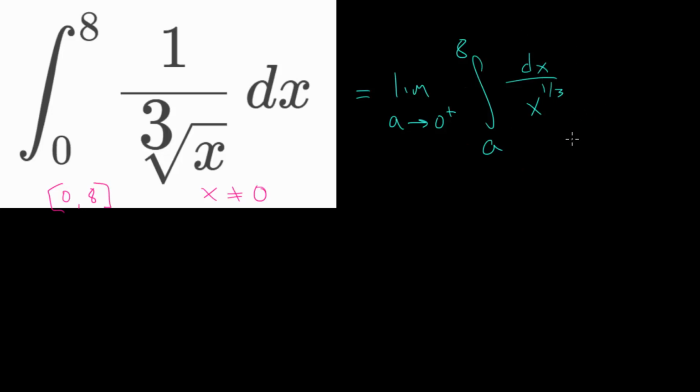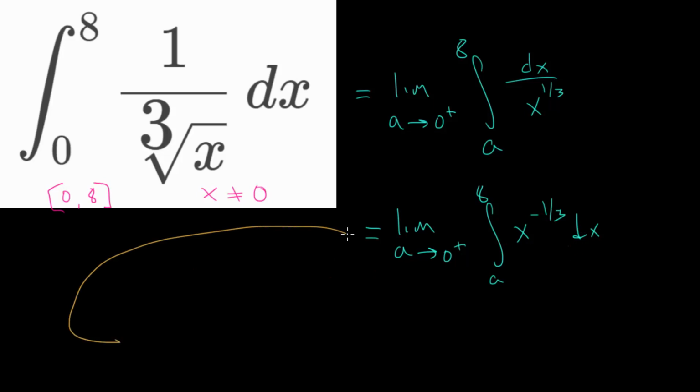And to actually evaluate this integral, let's first move x into the numerator and give this a negative exponent. So we'll rewrite our limit here as a goes to 0 from the right of our integral from a to 8 of x to the minus 1/3 dx. And now we can just use the power rule for antiderivatives. So let's continue working over here.